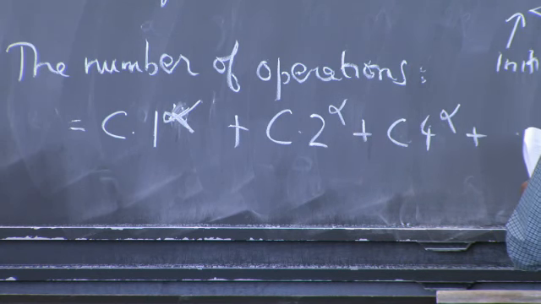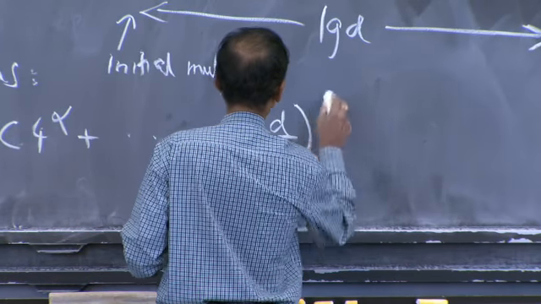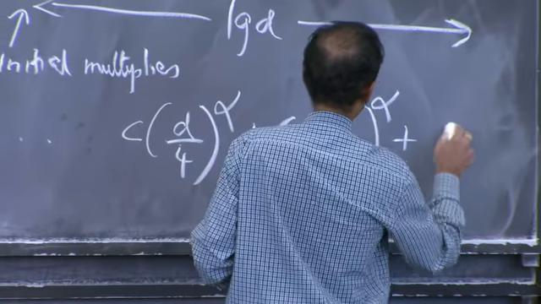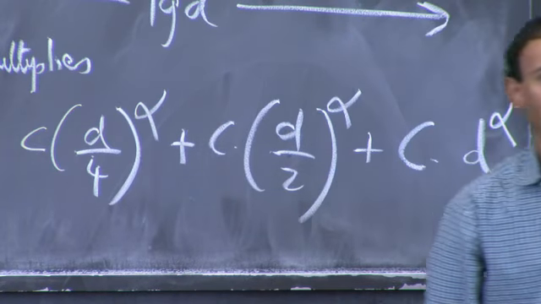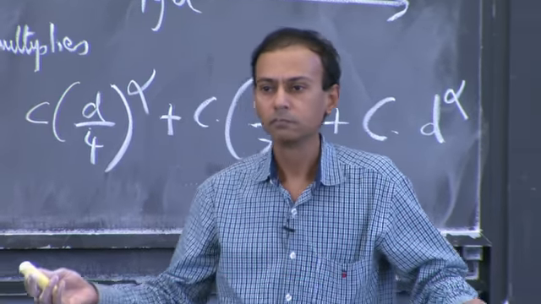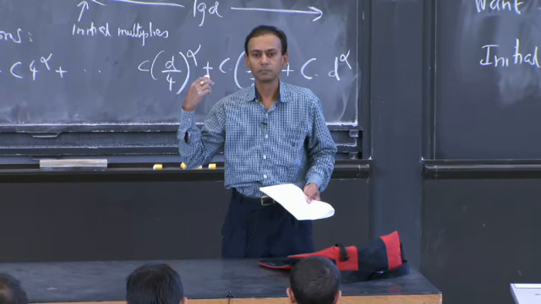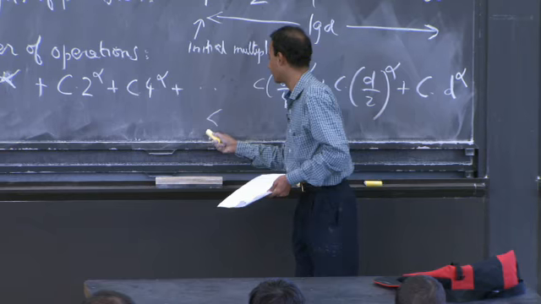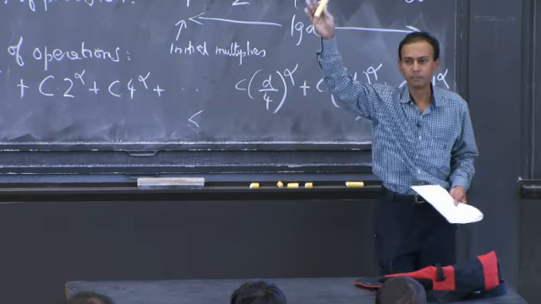And then out here, I'm going to have c times d by 4 raised to alpha plus c times d by 2 raised to alpha plus finally c times d raised to alpha. And someone give me a bound. Who wants to give me a bound on this? Less than or equal to? Let's just make it less than. What? Someone?